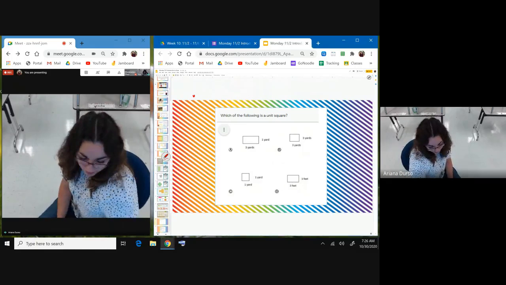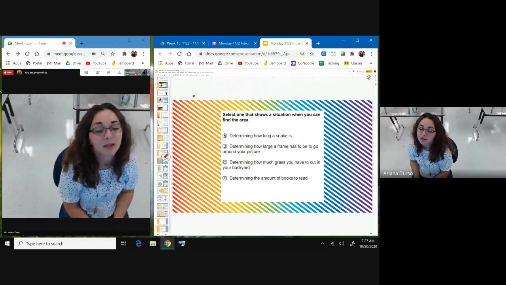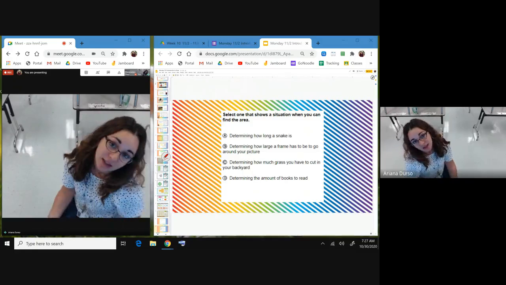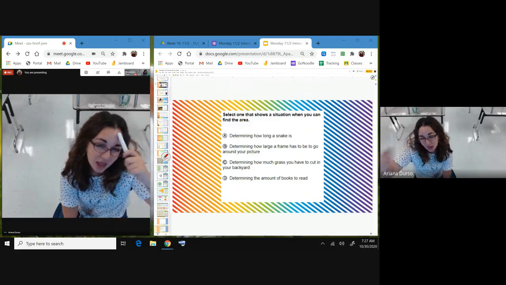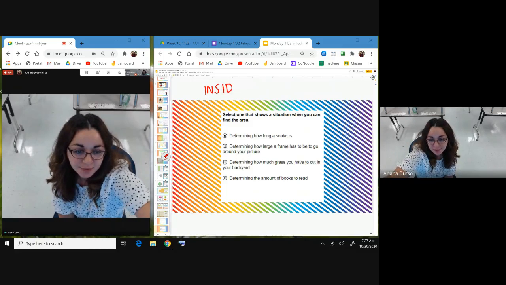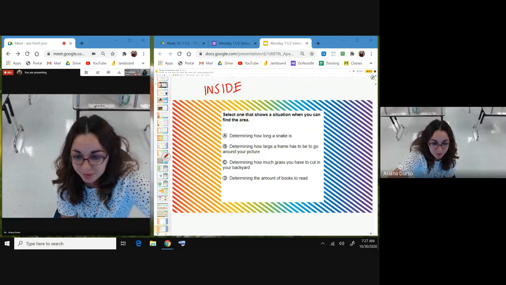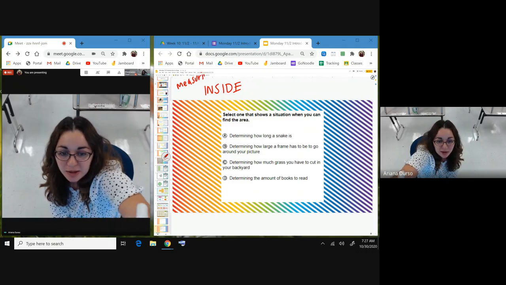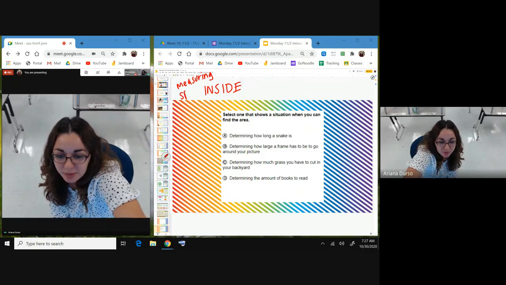Let's see about the last question. Okay, select the one that shows a situation where you can find the area. Let's ask these kinds of questions, and you have to think, am I measuring the inside of whatever? Okay, because area is all about measuring the space inside a shape.